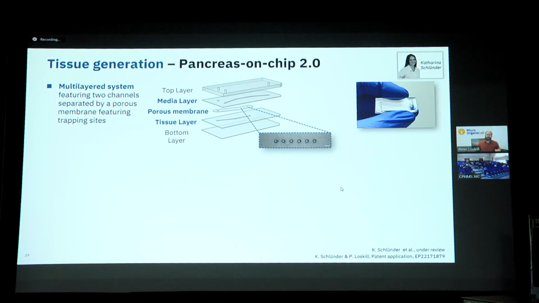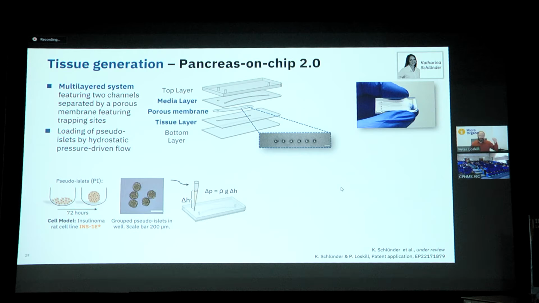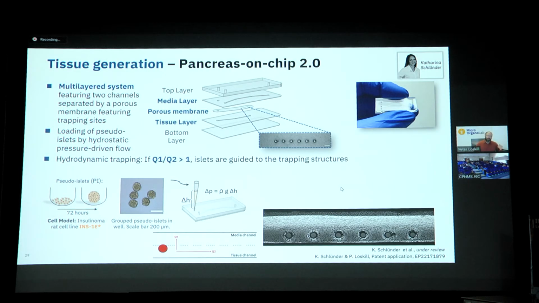And these traps are in a size range that is a little bit smaller than our pseudo-islets. And what we can then do is we just add pseudo-islets into the inlet tips, and by hydrodynamic trapping, these islets are then guided into this trapping structure. And you can see in the video how they just flush in and then are placed right on top of these trapping structures. And so this already allows us to have a much more defined way of adding the islets. It's very simple and not manual, so you can just pipette it in.